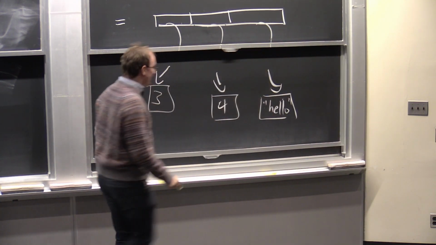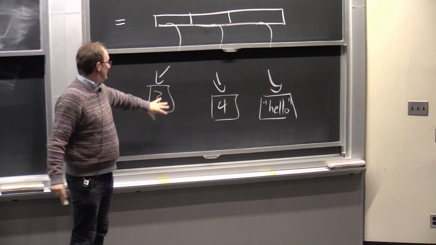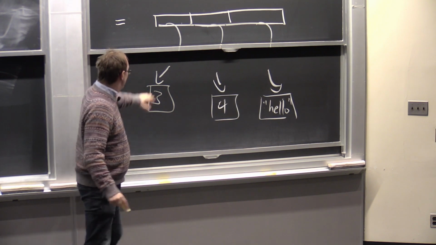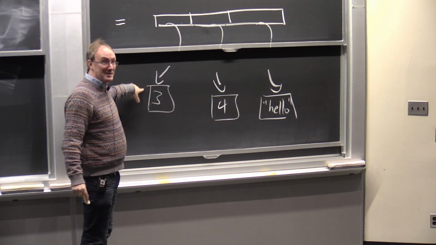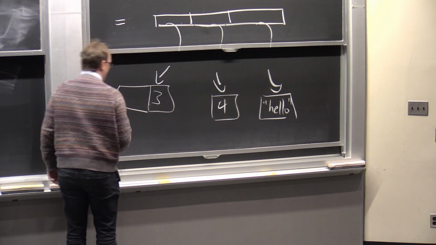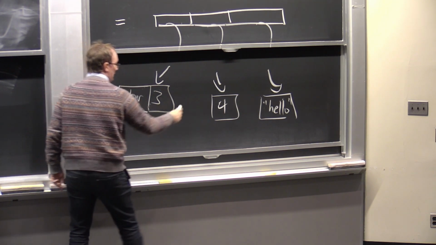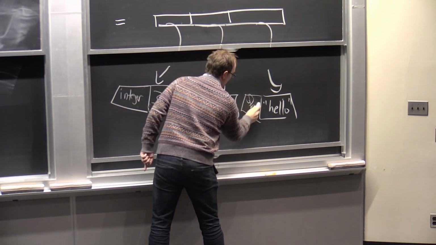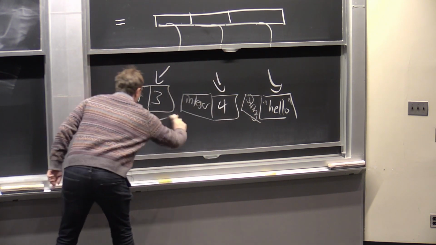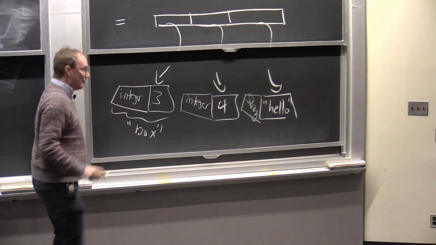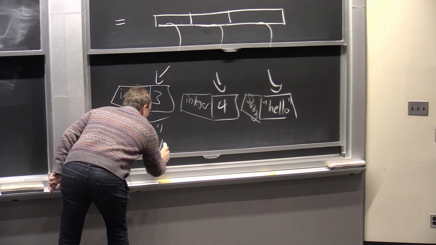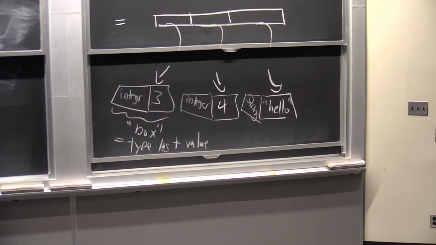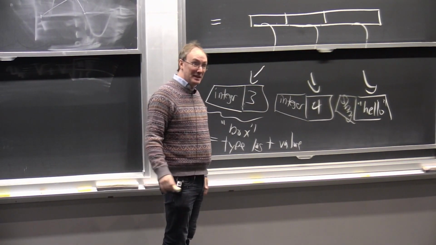Right? But it can't just be that. If this is a 64-bit number, it can't just be a pointer to one 64-bit value in memory, because it has to somewhere store what type this object is. So there has to be a type tag that says this is an integer. And this one has to have a type tag that says it's a string. Right? So this is sometimes called a box. So you have a type tag plus a value.